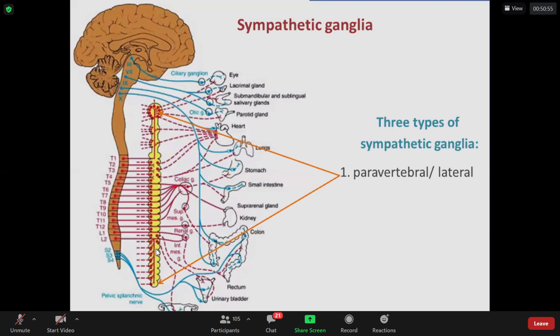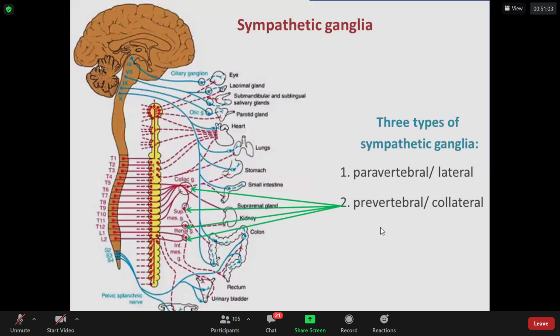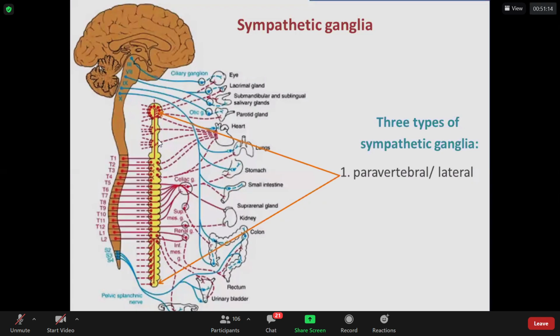We have a lot more things to tell about. These are called paravertebral or lateral. These are called prevertebral. And this is the terminal. I'm not going to tell it now, because these we discussed in the central nervous system part. But you must know these at least. What is sympathetic trunk and what is sympathetic chain and what is sympathetic ganglia?